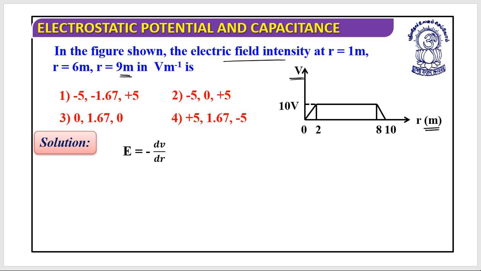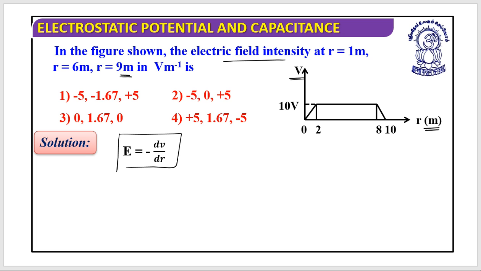So as we discussed, E is equal to minus dV by dr. So when you need to differentiate, you are going to find the slope of this graph. So let's work on it. How could I do this?